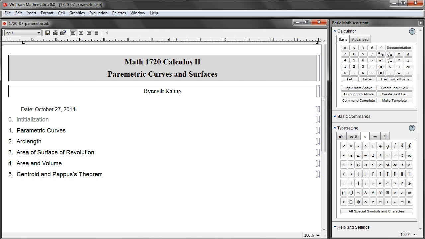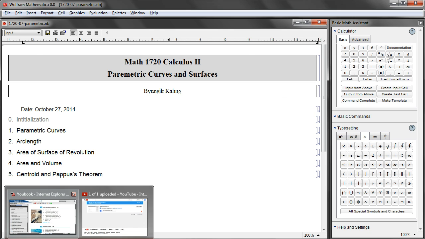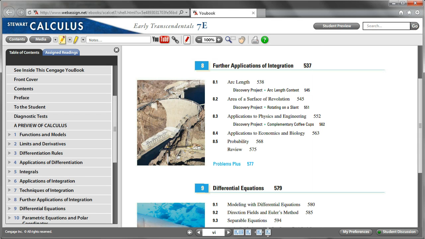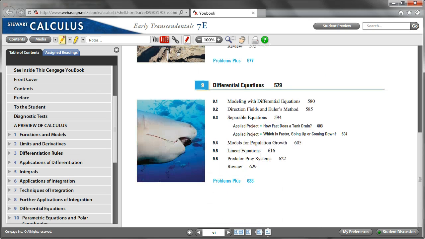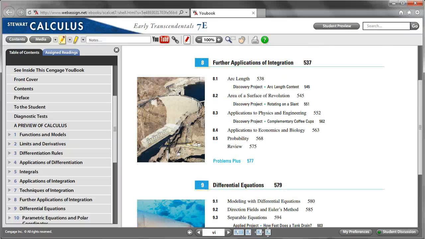There's a reason for that. Chapter 9, Differential Equations, will be covered by separate course or separate courses based upon how you do it. Maths 3410 and 3420, Differential Equations 1 and 2, exist for that reason, so it's going to be pointless for me to talk about it in this course.